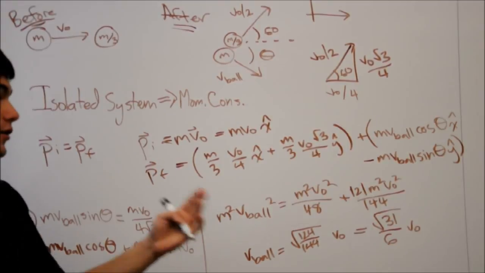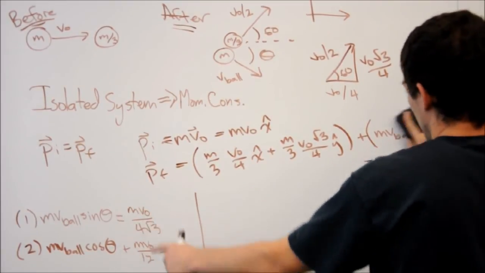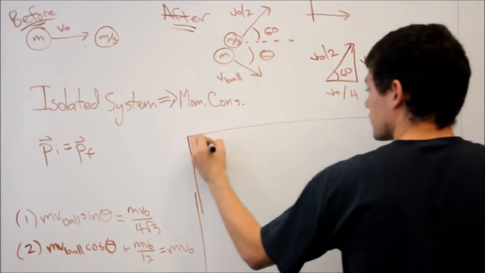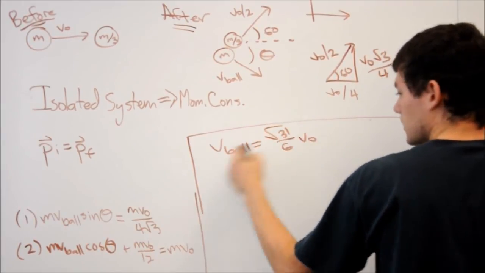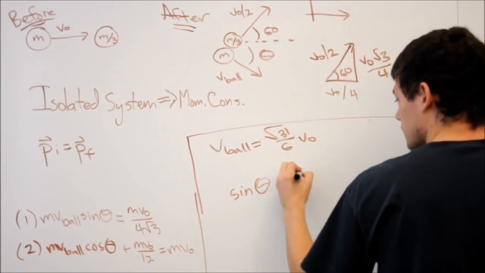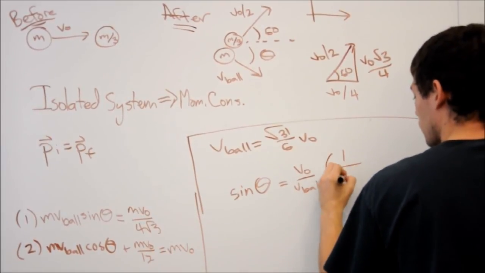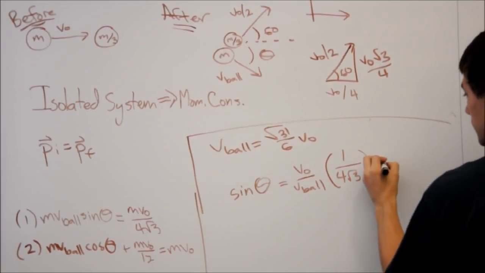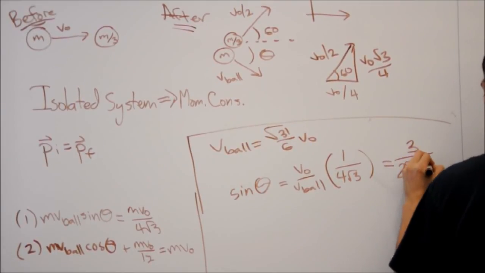So now we have the answer for one of our variables, and now we need to find the value for theta. And so all we're going to do for that is take that equation right there, and plug in our new value for v ball. So v ball equals square root of 31 over 6 v naught, and we're going to plug that in and pull it over so that we get sine theta equals v naught over v ball, times 1 over 4 root 3. I've canceled out these m terms. And now plugging in this value for v ball and flipping that over because it's in the denominator, we get that sine theta equals 3 over 2 square root 93.